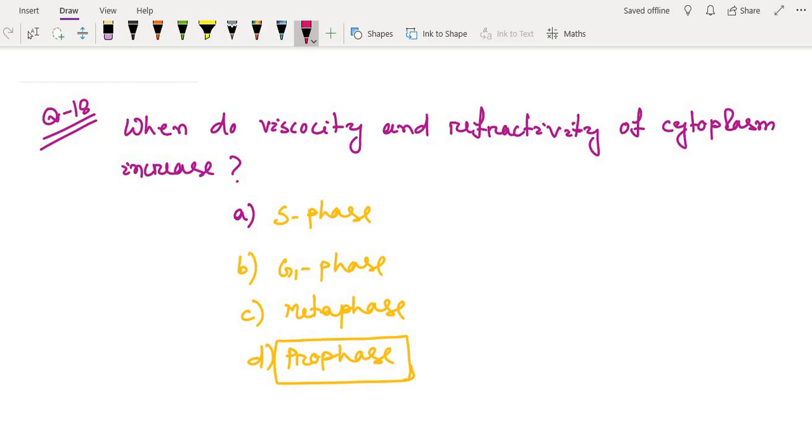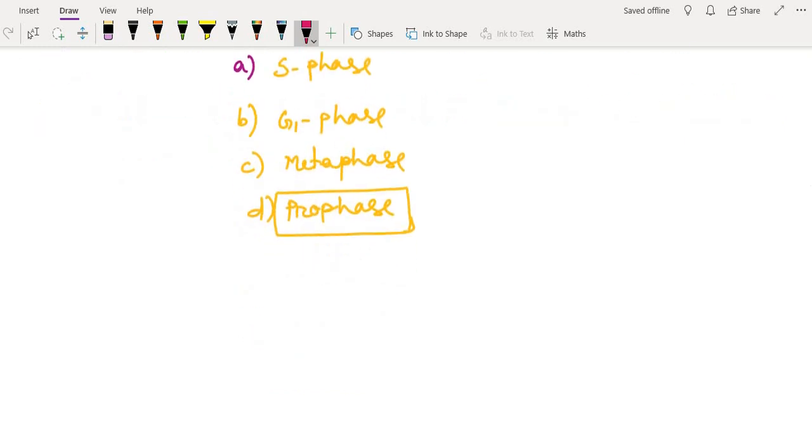Hello, here is question number 18. The question is, when do viscosity and refractivity of cytoplasm increase? The four options are: A, S phase; B, G1 phase; C, metaphase; and D, prophase. The right answer, I had already marked, is prophase.